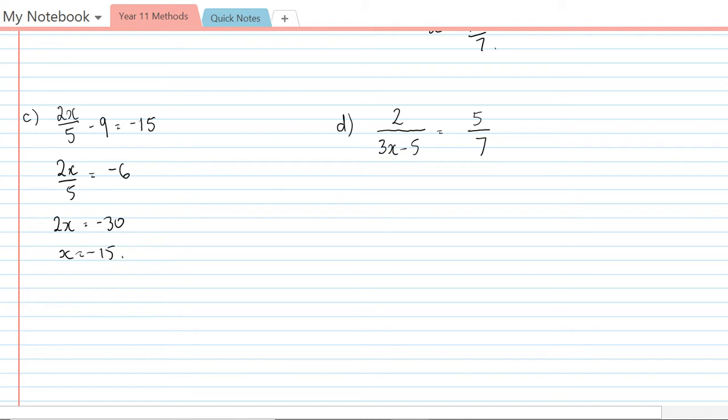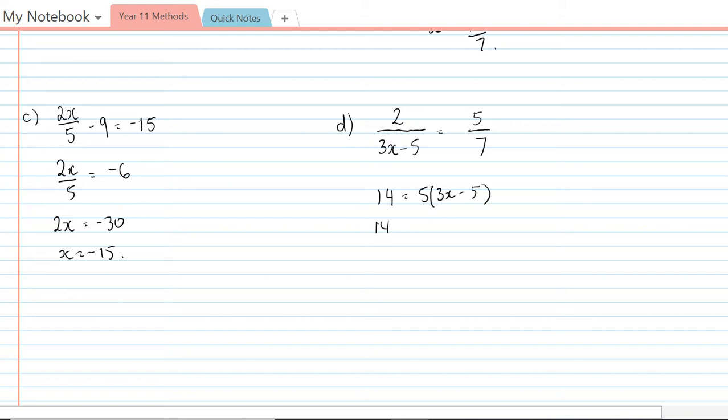And the last one, well, the problem here is that the x is in the denominator, so we need to make it in the numerator. I'm going to just use cross multiplication. So we're going to multiply by 3x take 5 on both sides of the equation. We're also going to multiply by 7 on both sides of the equation. So we're going to end up with 14 equals 5 out the front of (3x take 5).